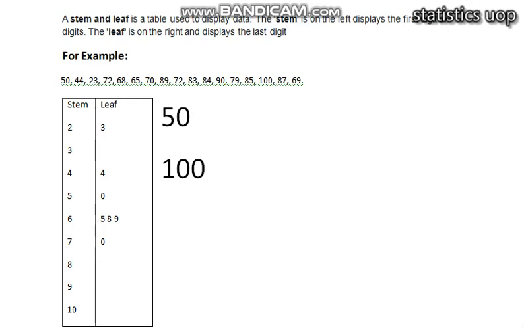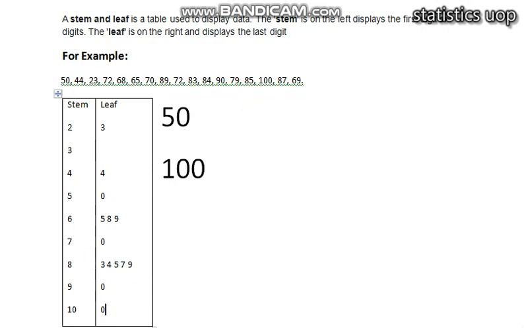Then 83, 84, 85, 87, 89, and 90, 100. This is the stem and leaf plot for this given set of data.